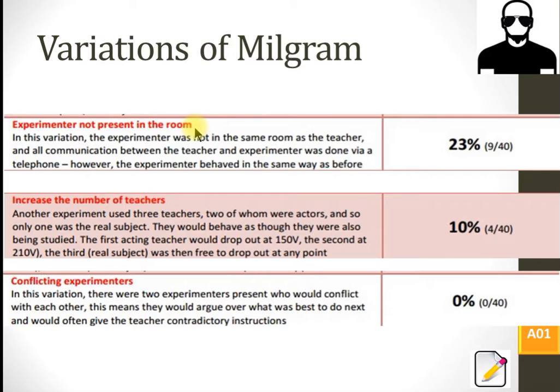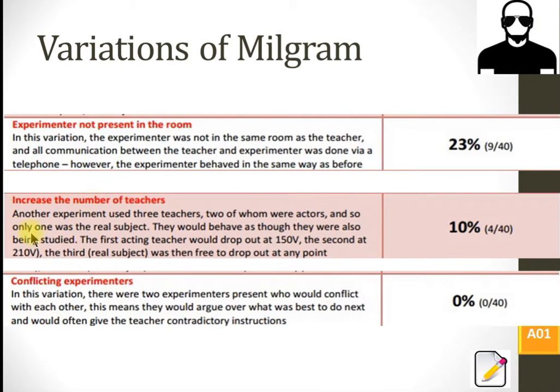Increase the number of teachers. Now this is fascinating. This in some ways is the most fascinating. When you had two other teachers in the room who were both obeying, obedience rates rocketed to 90%. But when those teachers dropped out, or one of them dropped out, obedience rates dropped to 10%.